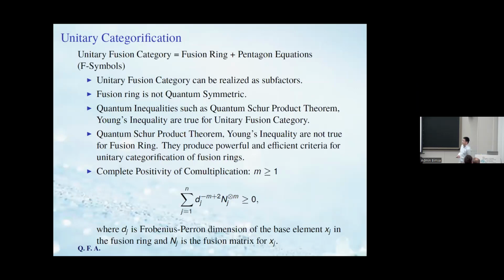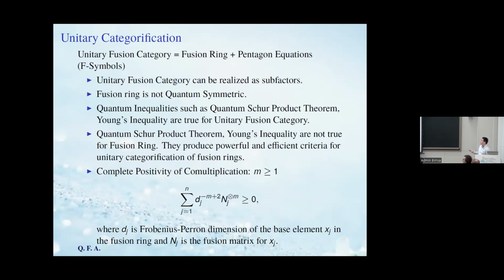The second direction is about categorification. A unitary fusion category is actually composed of a fusion ring and the pentagon equation, which is also defined by the F symbols. We say that the unitary fusion category can be realized as a subfactor, actually as subfactor standard invariants. Then we can use subfactors to study the unitary fusion category. In our case, the unitary fusion category satisfies all the inequalities we introduced before.